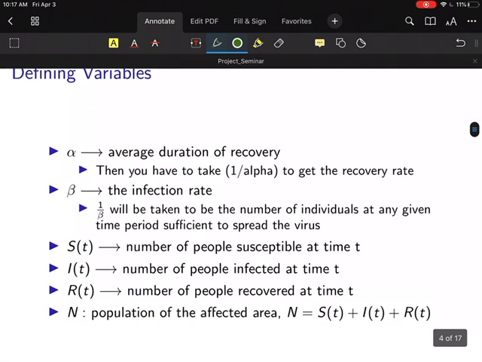So I define alpha to be my average duration of recovery. So if alpha is, let's say, 10, then the recovery rate is simply 1 over 10. And then beta is my infection rate. My S_t, I_t, R_t have their usual meaning. Then I define N to be my population of the affected area. I'll show a modification of this quantity that accounts for the fact that not everyone in the population is susceptible to the infection.